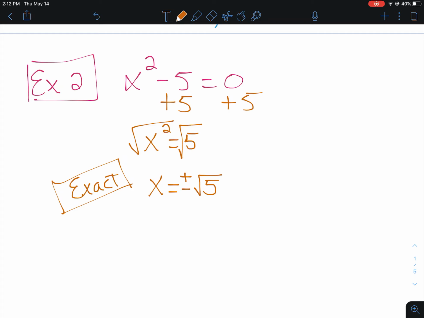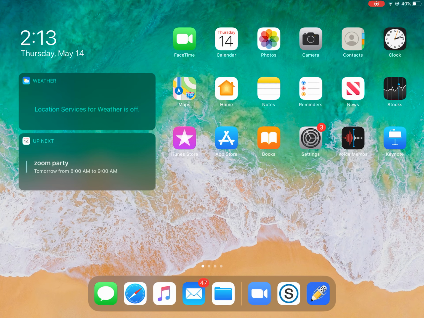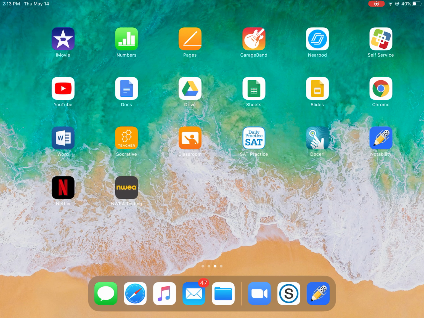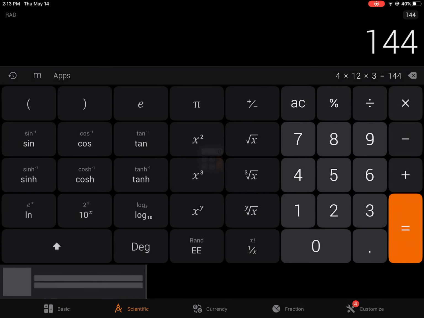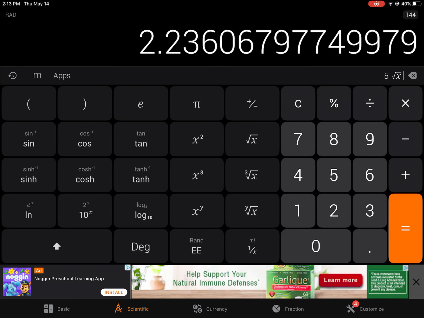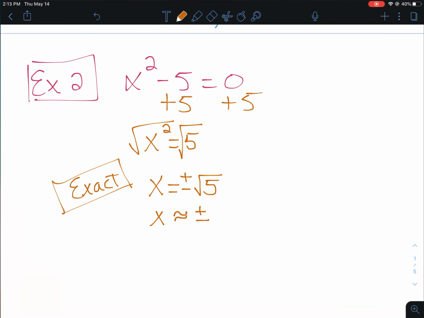If we're estimating where it would be on a graph, that's where that squiggly equal sign symbol comes in. That means approximately, plus or minus, and then in our calculator, okay, there we go. Here we're going to actually find the square root of 5, which is 2.236. Okay, or we can say 2.24. Which makes sense. If the square root of 4 is 2, the square root of 5 should be a little bit more than that, right?